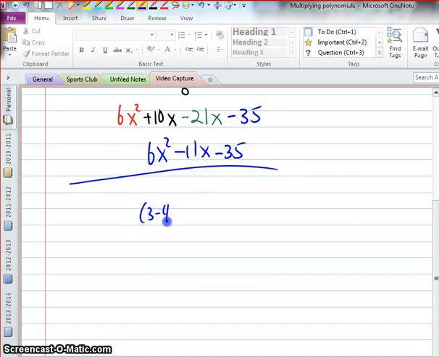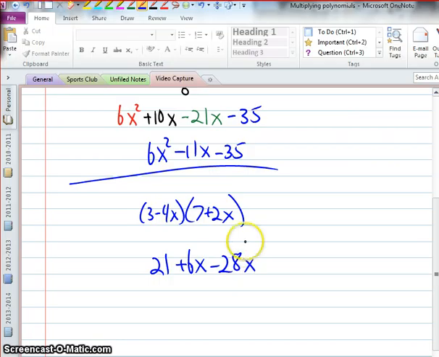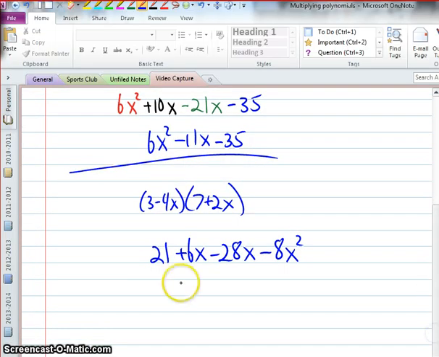Sometimes the constants will come first before the variables, but that's no big deal. We're still going to follow the same pattern of going first, outside, inside, last. So the first two terms are 3 and 7, multiplied together make 21. The outside terms are 3 and 2x, making 6x. The inside terms are negative 4x and 7, which makes negative 28x. And the last two terms are negative 4x and 2x, which make negative 8x squared. Combine like terms, that's negative 22x.